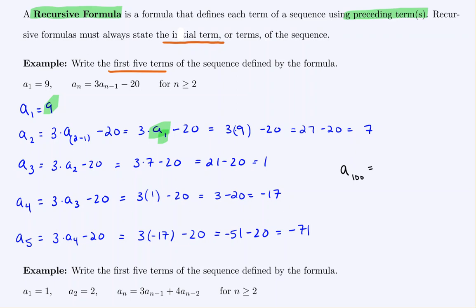I'd have to know all the terms from the 5th term up to the 99th term in order to get the 100th term. Whereas if we had an explicit formula, all you would have to do is plug n equals 100 into the formula, and you'd find that term. So recursive formulas are particularly difficult to work with if you want to find terms very far down the sequence, because to find that, you'd have to know everything that comes before.